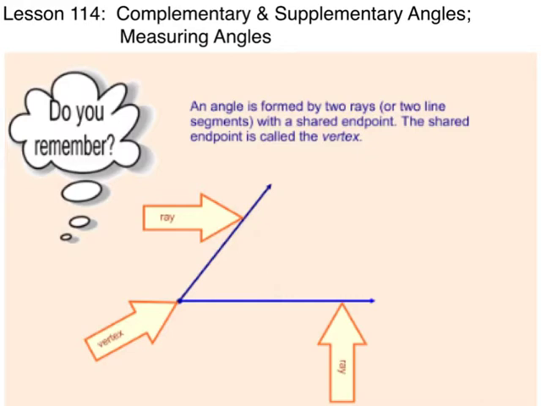This is lesson 114 in Saxon's second edition, Algebra 1/2. And this lesson is on a couple of things, complementary and supplementary angles, and we'll talk about that in a minute. And then how to measure angles using a protractor. So remember then that anytime you have two rays or two line segments that share an endpoint like this, that shared endpoint is called the vertex, and where there is a vertex, there's always going to be an angle.